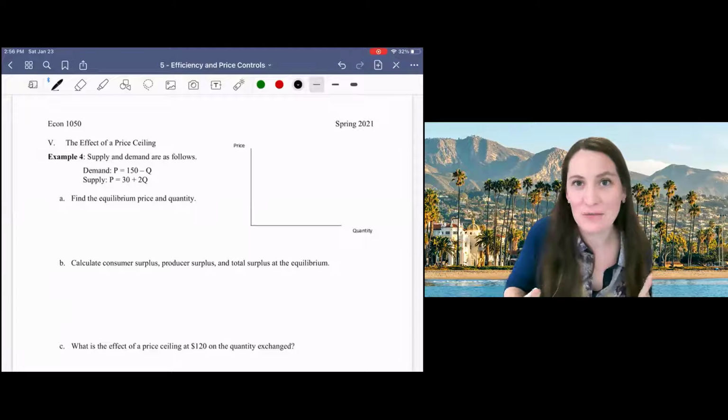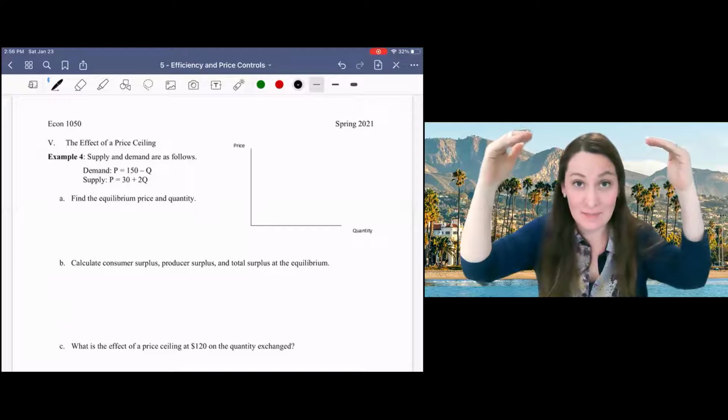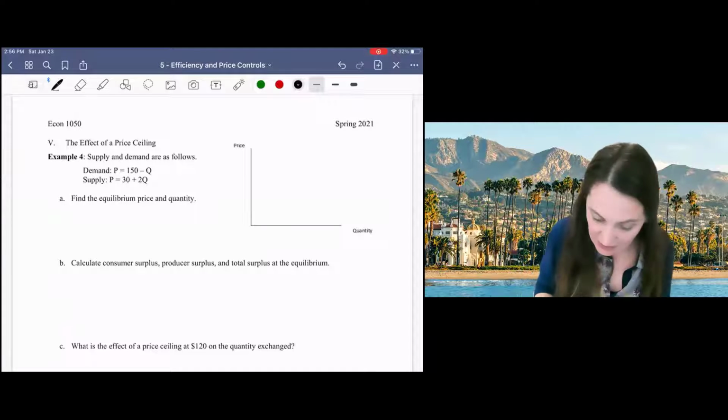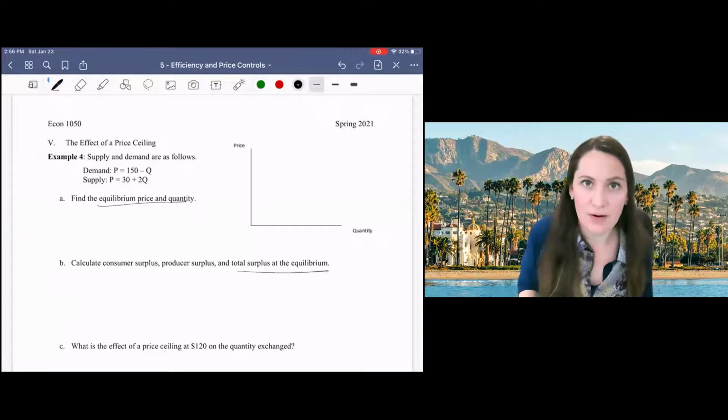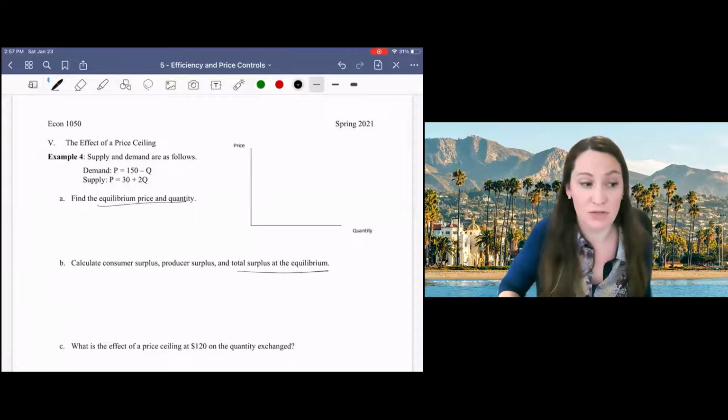Now we'll look at the effect of a price ceiling, which is a maximum allowable price in the market. To start, we're just going to find market equilibrium and calculate surplus at that equilibrium. So again, I encourage you to pause or skip this video, do it on your own, but I will go through here step by step how to do these first two parts of the problem.